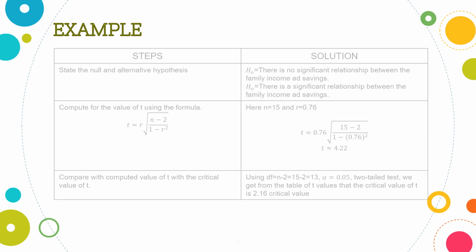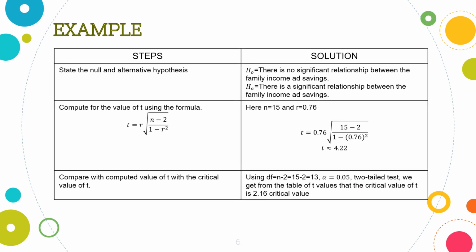So the solution is, we have here the steps and we have here the solution. For step 1, state the null and the alternative hypothesis. Our null is there is no significant relationship between the family income and savings, since we talked about the family income and savings from the problem. And the alternative is there is a significant relationship between the family income and savings. So in here class, you should know how to determine also what would be your independent and dependent variable.